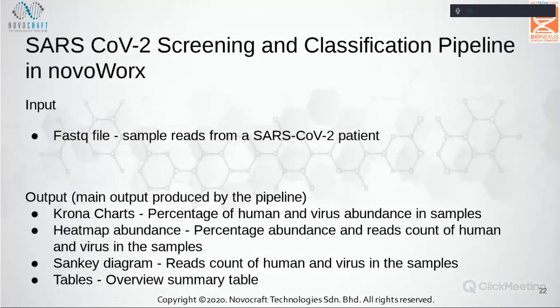The first one is a corona chart. Basically, it displays the percentage abundance of human and each virus in the samples in the form of corona charts. The second one is the heat map abundance table. It will display the percentage abundance and read count of human and each virus in the samples in the form of a heat map table. The third one is the Sankey diagram. This diagram shows the read count of human and each virus in the sample in the form of a branching diagram. And the last one is tables. This will portray overview summary tables for everything that can be found inside the samples.